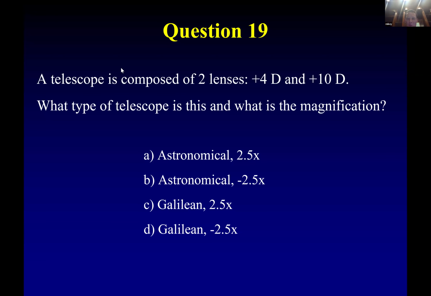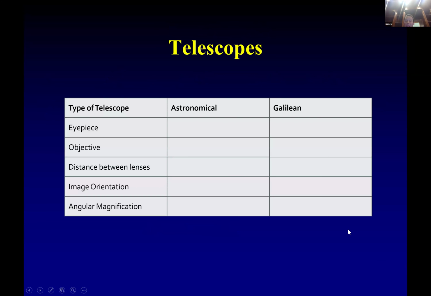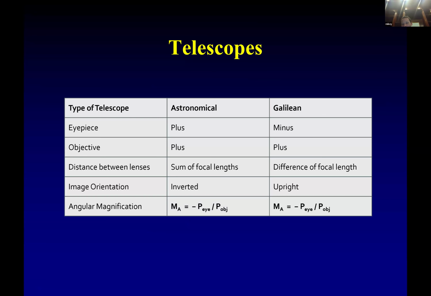Okay, so this question, I think everybody got the astronomical part, but I think the magnification tripped some people up. So telescopes. I think everything you need to know about telescopes can hopefully be summarized in this one table. So I'll throw that out there and we'll go through it. There are two types of telescopes: astronomical and Galilean. The way I think of it, if you think of the advantages and disadvantages, the whole thing makes a bit of sense.